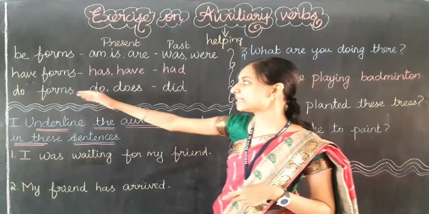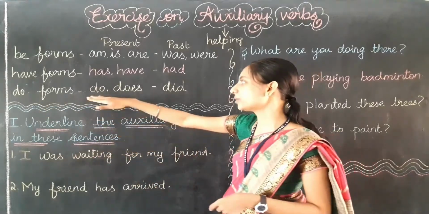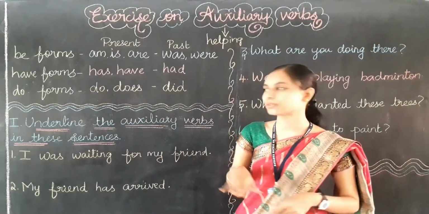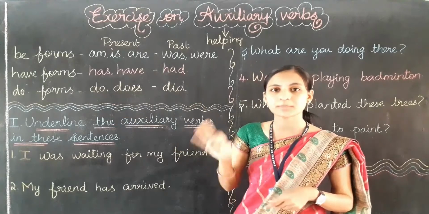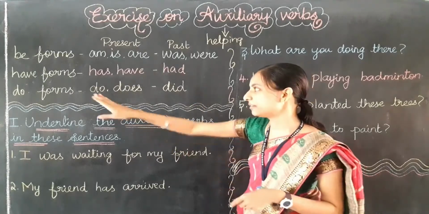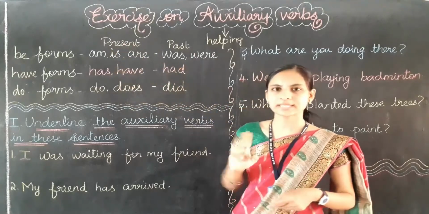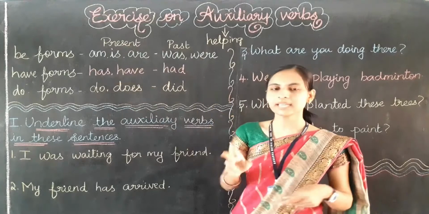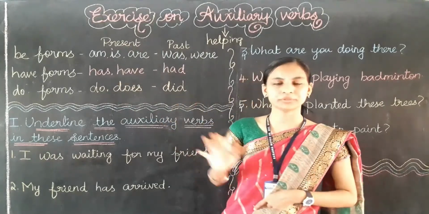Now let's learn about the do form. What are the do form verbs? Do, does, did, these 3 verbs are the do form verbs. I repeat, do, does, did. Do and does are the present time verbs and did is the past time verb. It is in your book, page number 55.